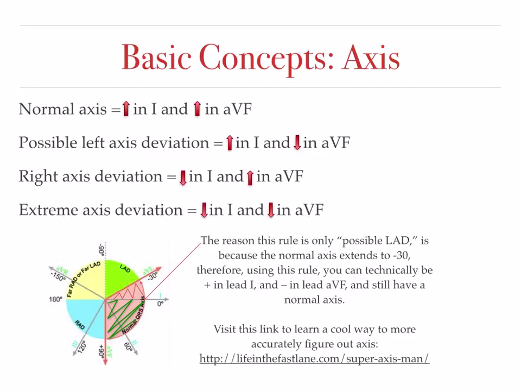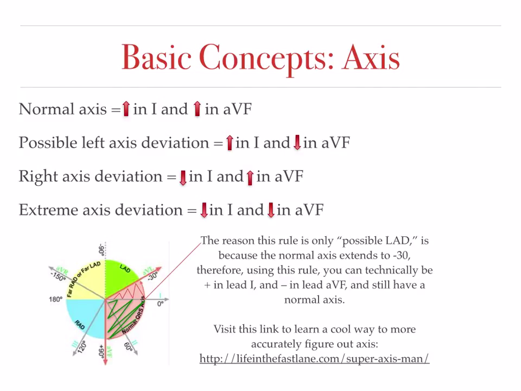So first of all, we have to define what a normal axis is. Typically, a normal axis is between about negative 30 degrees up until about positive 90 degrees. So how can we determine this quickly when looking at our EKG in the emergency department? The easiest way to do this is to look at leads 1 and AVF.